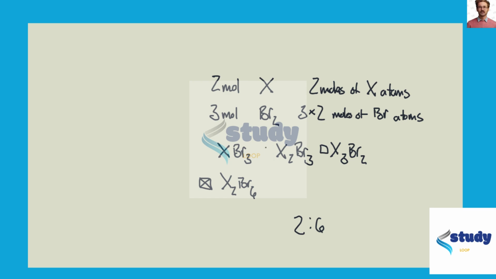But the one that's sort of hiding and might not be so obvious is XBr3. That's a 1 to 3 ratio, which is mathematically equivalent to a 2 to 6 ratio. So this one is also just fine for the experimental information given.